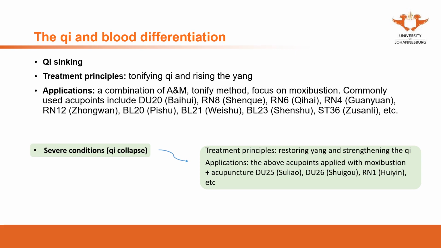When there is severe Qi collapse, the patient will present with unconsciousness or a drop in blood pressure. So we're going to use Du 26. We have mentioned this when we studied Du 26. Du 26 is very important for emergencies, especially for unconsciousness.